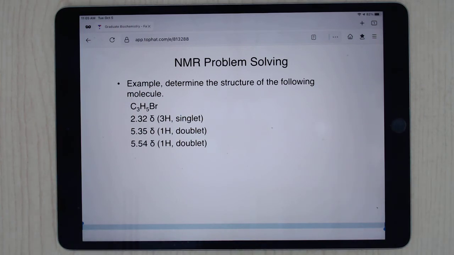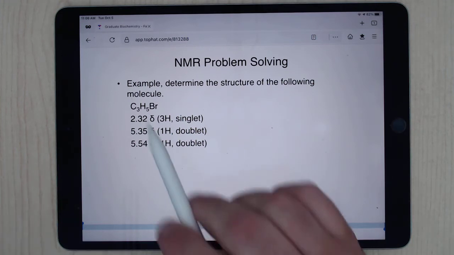Now, there's a bunch of different ways that you can go about solving these things. I'm going to show you one, but what I would suggest is figuring out a way of doing it that's comfortable for you, and then doing it the same way every time. That's going to make the process a lot easier, because you're not going to forget steps. This is how I usually do it.